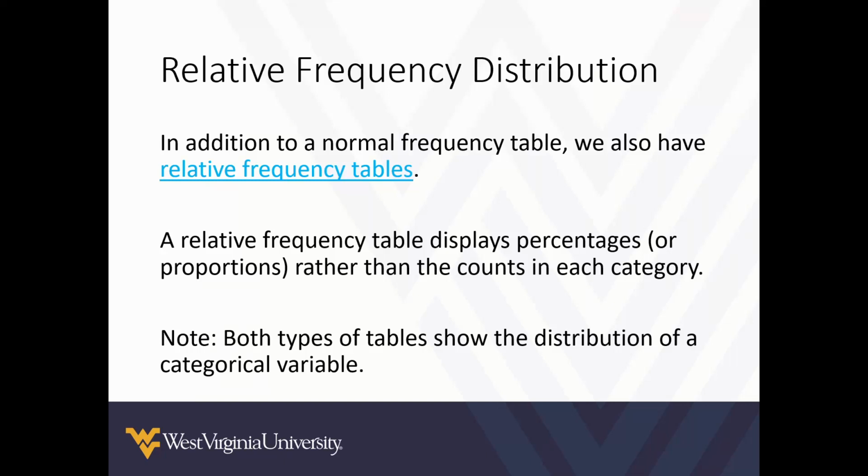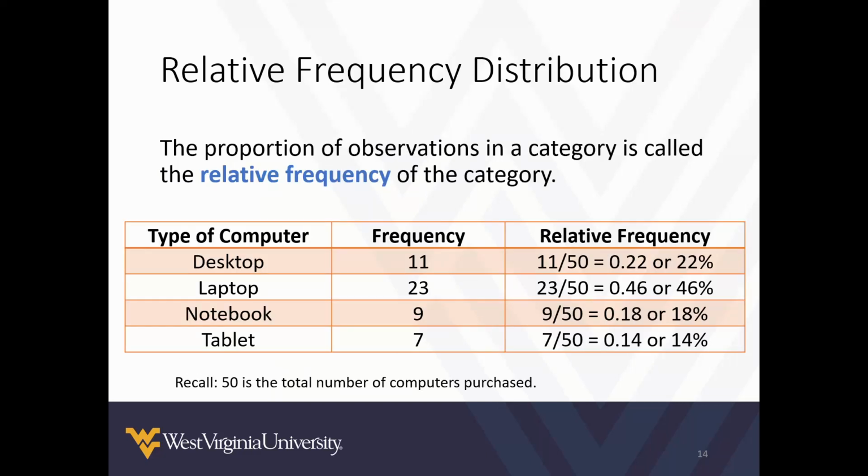Sometimes we don't always look at a normal frequency table. Instead, sometimes we prefer to look at something called a relative frequency table. A relative frequency table displays percentages or proportions rather than counts in each category. Note, both of these tables show the distribution of the categorical variable, but each can provide us with different information. Sometimes a relative frequency distribution can provide us with better information as it relates to the whole than just the frequency. So let's take a look at our computer data set again.